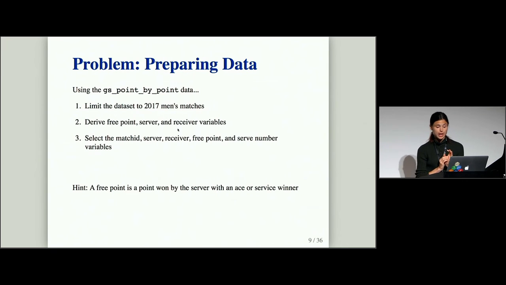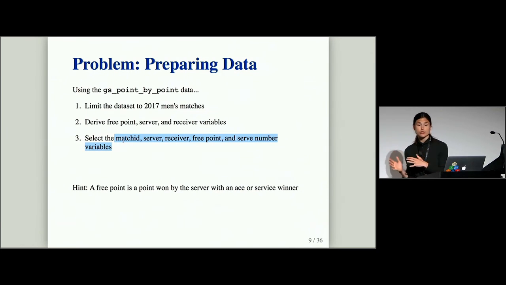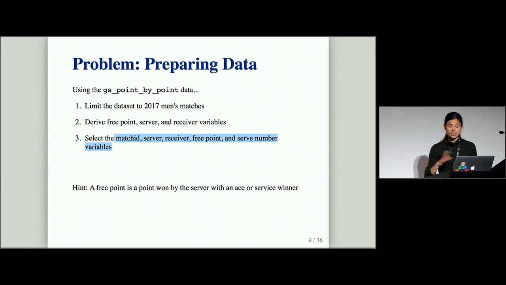Okay, so in this exercise, if you've already loaded and installed the Deuce package, you can load that and then read in the data set GS point by point, just using the data function. And what I'd like you to do is to limit the data set to 2017. We'll look at just men's matches. And we're going to want a model for free point outcomes. So we need to derive this free point variable as well as the server and receiver variables. And in the end, the information that we'll just focus on for this modeling exercise will be the match ID, server, receiver, the free point, and then which serve number it was.